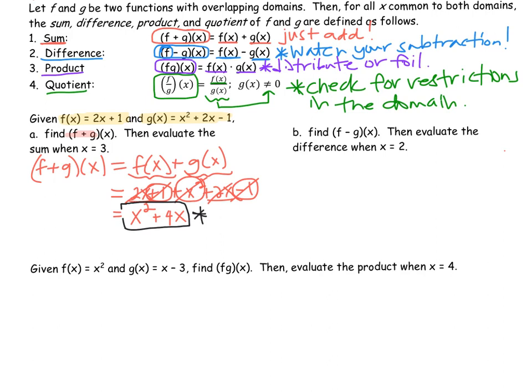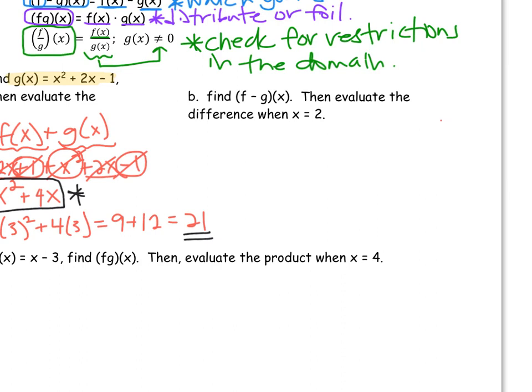But it says evaluate when x equals 3. So when x equals 3, we would have 3 squared plus 4 times 3. Well, 3 squared is 9, plus 4 times 3 is 12, and that would give us a total of 21. So to evaluate when x equals 3, we get an output of 21. On the right, we're asked to find f minus g of x. So now we're asked to find the difference. Then evaluate when x equals 2.